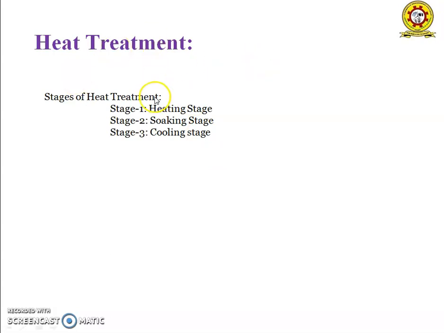Stages of heat treatment. There are three stages of heat treatment: stage 1, stage 2, stage 3. In stage 1, it is a heating stage. In the heating stage, the primary objective is to heat uniformly and maintain uniform temperature by slow heating. It mainly depends upon metal thermal conductivity, metal condition, and metal part size and its cross section.